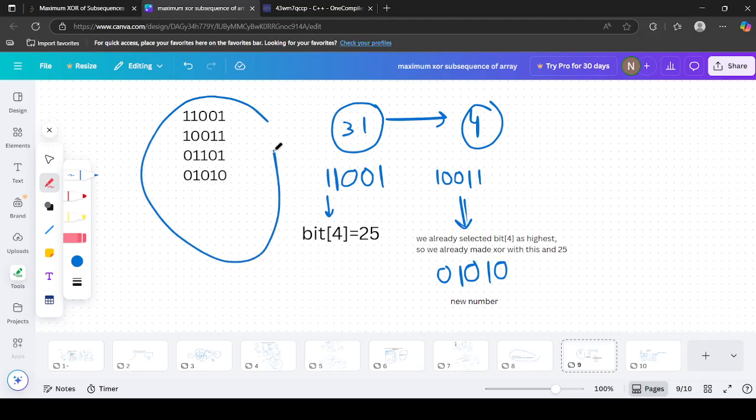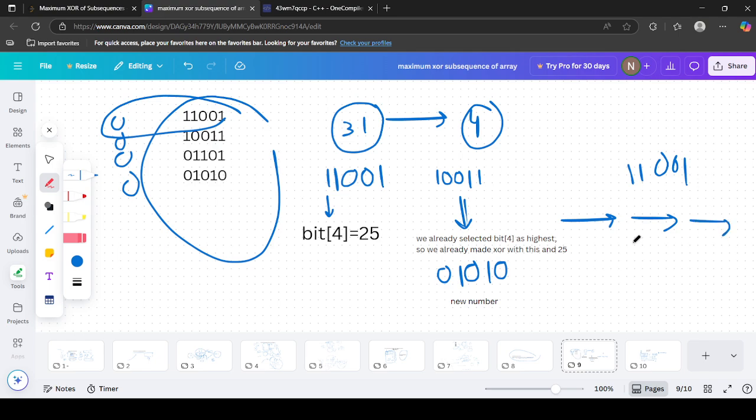Let's say these four are the numbers, and let's start with the 31st bit. So is there any number with 31st bit set? We'll start number-wise, right? So we'll start from this number, 11001. Is the 31st bit set? No, so continue. Is the 30th bit set? No. Continue. Is the 24th bit set? Continue. 0, 1, 2. So is the 4th bit set? Yes. So this is it.